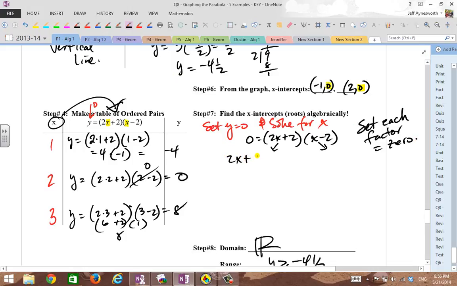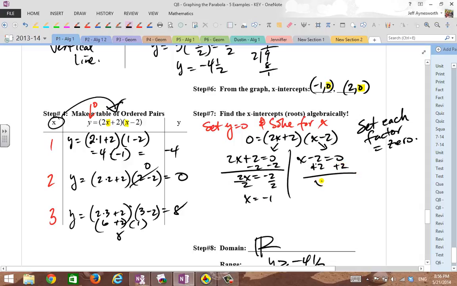So here we go. 2x plus 2 equals 0. x minus 2 equals 0. Subtract 2. I get 2x equals negative 2. Divide by 2. And it's obvious that it's negative 1. Here, I'm going to add 2. And I get x equals 2. And these are the x-intercepts. All right, you can look above. Like I keep saying, look above and check the graph and verify. Okay, and that's your 5th problem.